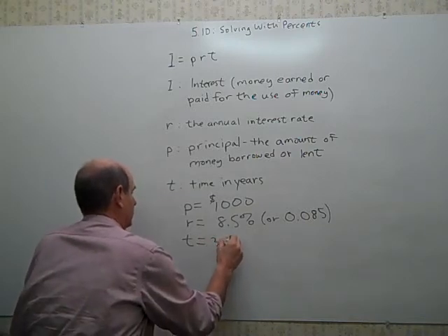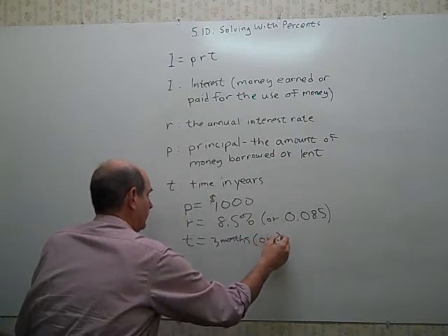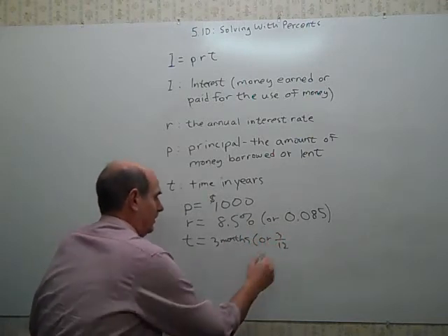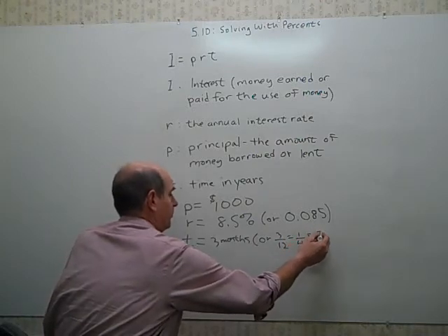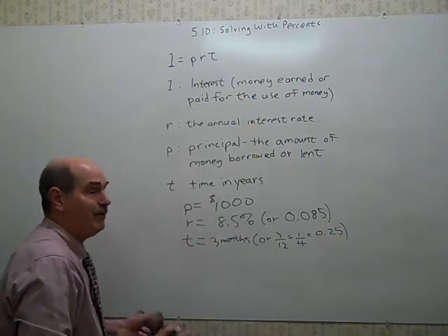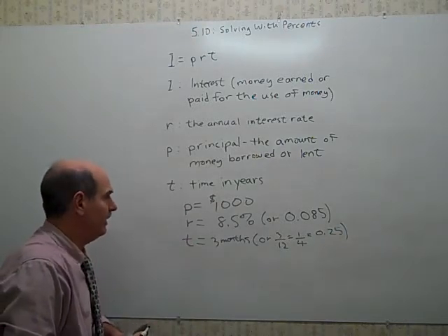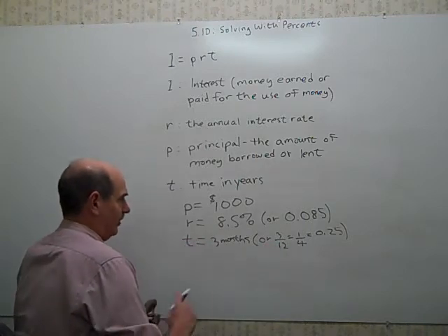3 months, or 3/12 of a year, which equals 1/4. And if you want T, you can use 0.25, because 1/4, as you have memorized, is 25/100ths. It's actually probably going to be pretty convenient to use 1/4, and I'll show you why in a second.